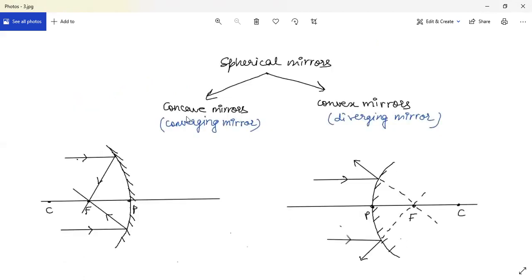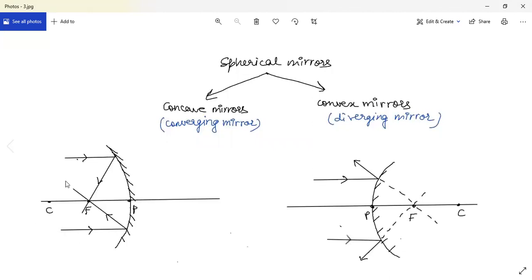Now we know mirrors are of two types, plane mirrors and spherical mirrors. In 10th, we specifically only have spherical mirrors. So now spherical mirrors are of two types, concave mirrors and convex mirrors. Concave mirrors are also known as converging mirrors, and convex mirrors are also known as diverging mirrors.